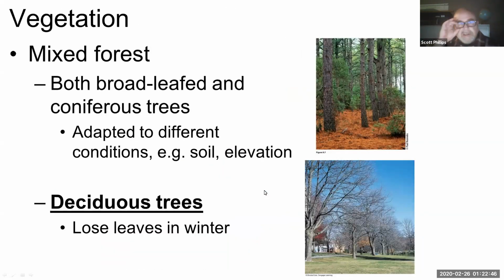The vegetation is a mix of forest, both broadleaf and coniferous trees. Each one is adapted to different local conditions like soil or elevation. Many of these are deciduous, which means they lose their leaves during the wintertime.